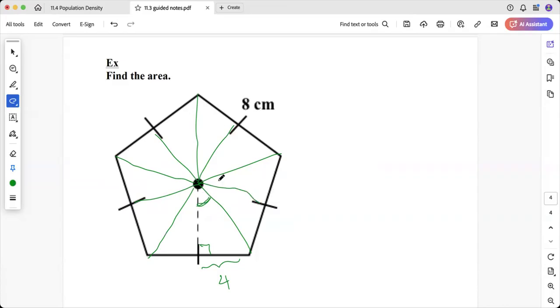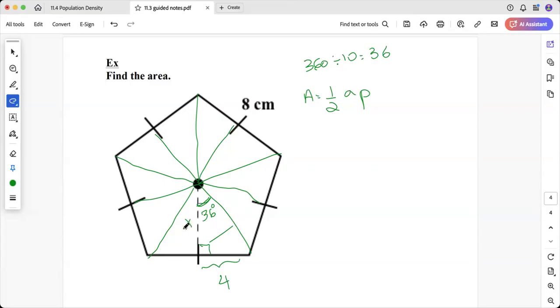I have 1, 2, 3, 4, 5, 6, 7, 8, 9, 10. So I have 10 angles. So I do 360 divided by 10, I get 36. So this angle here is 36 degrees. Now I have this. I'm looking for this because remember, for the formula, I need the apothem. Area equals half apothem times the perimeter. The perimeter would be easy to find here. I just have to add them all up. But I need to find the apothem.